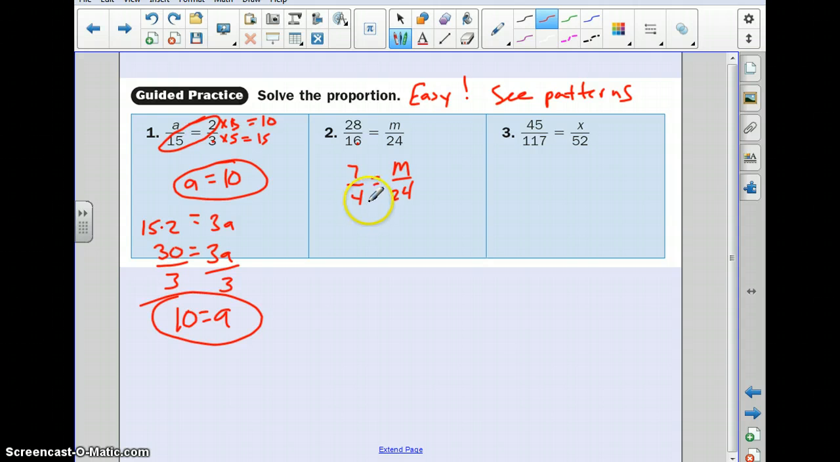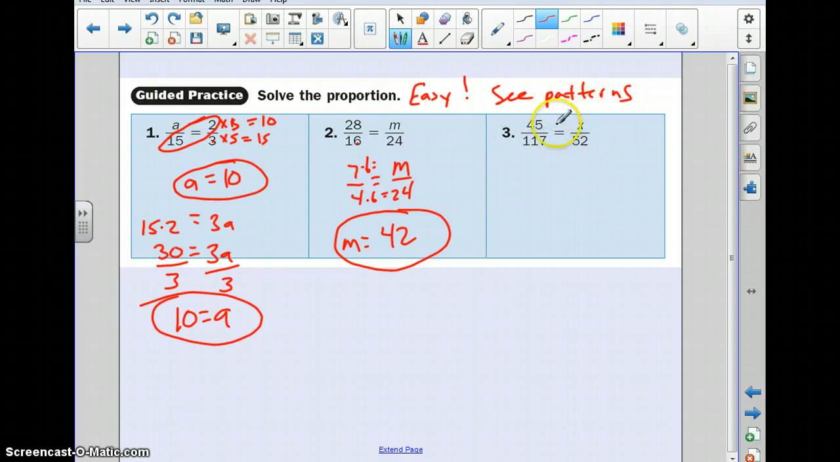Now I can see a pattern, because I know that 4 times 6 is 24. So 7 times 6 is going to be 42. And 42 equals m. Same thing, I could do cross products and divide. That would give me the same answer.